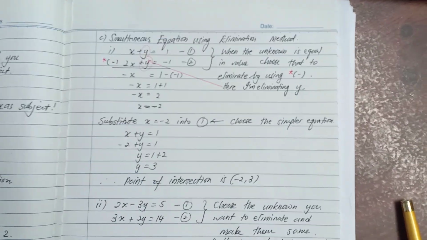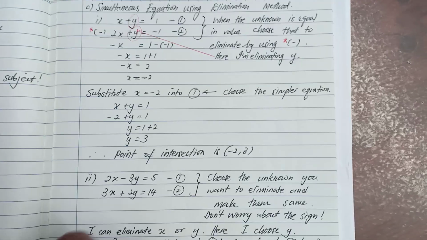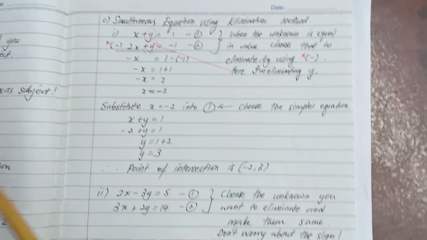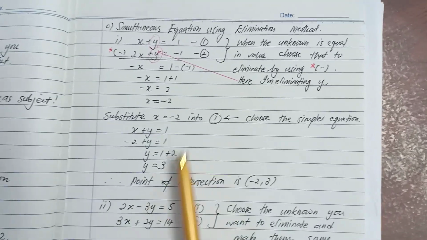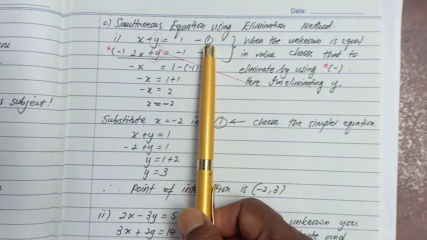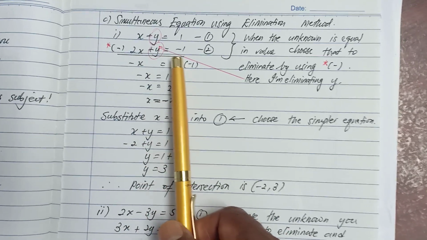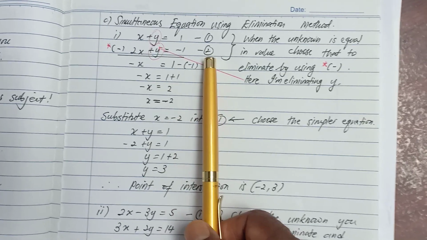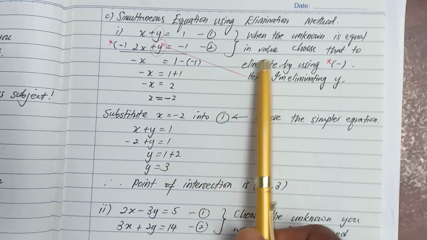Alright. Now I'm going to show the last part using the elimination method. I'm choosing the same example we previously used for substitution. Look at the first one: x plus y equals 1, I call this equation 1. 2x plus y equals negative 1, equation 2. Now can you see this?